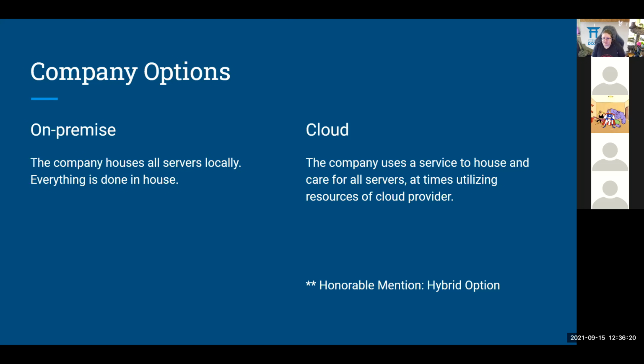The cloud, as we said, is where the company uses a service from somebody else just to house all the services. And we did put an honorable mention, which is the hybrid option, which is a combination of the two, of course.